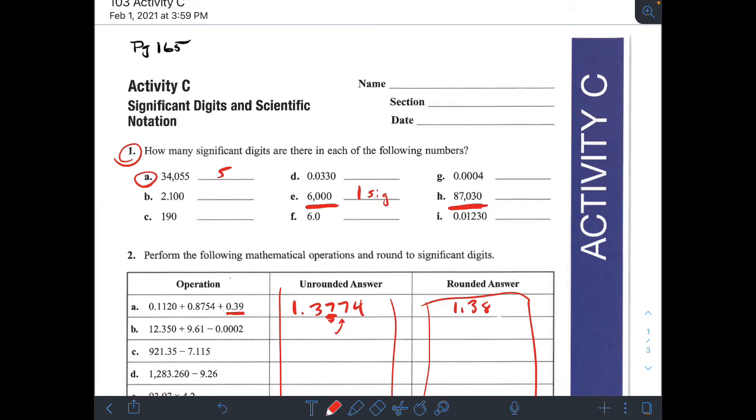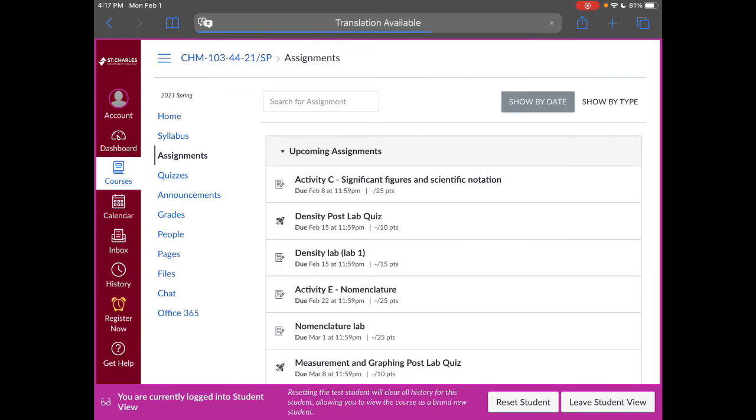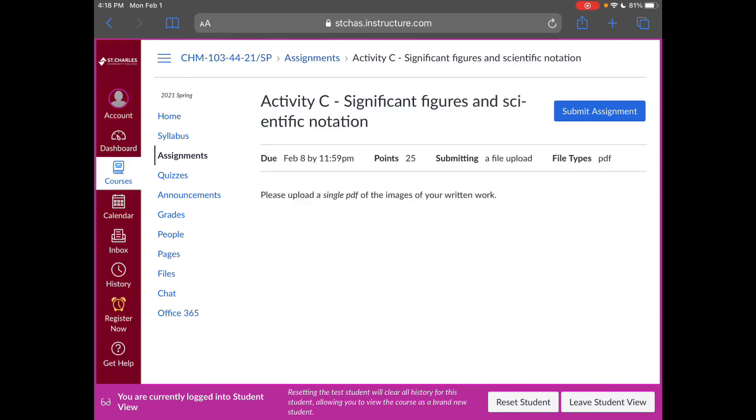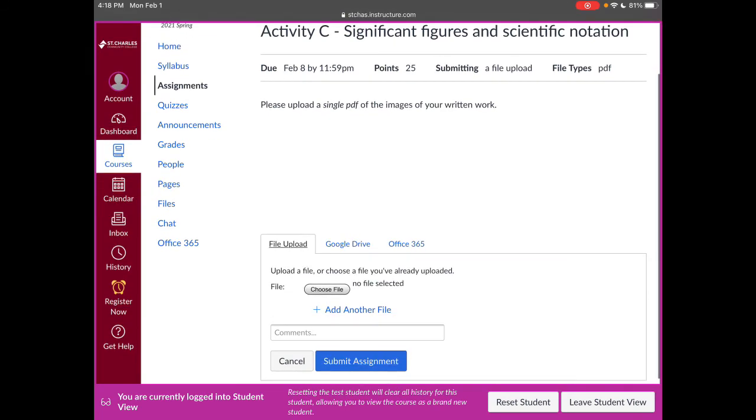Now let's talk about that submitting of the assignment real quick. Okay, so if we go to our home page and we go to assignments, you'll see either the first or second thing up there should be Activity C. If you click into Activity C, and you see up here in the right-hand corner it says Submit Assignment. So click there, and you'll be given the opportunity here to choose a file.